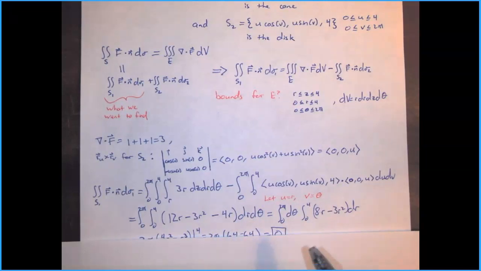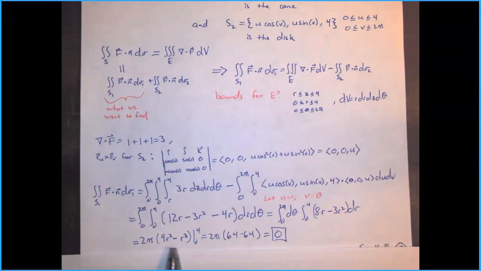This integral is separable, so I can have a single integral in theta, and I need to compute the integral of 8r minus 3r squared with respect to r. So I do that, the integral in theta just becomes 2 pi. I integrate in r to get 4r squared minus r cubed, and when I plug in 4, I get 64 minus 64, and the answer is 0. Now, some students don't like to do all this work to get an answer of 0, but 0 is a perfectly fine answer. There's absolutely nothing wrong with it.